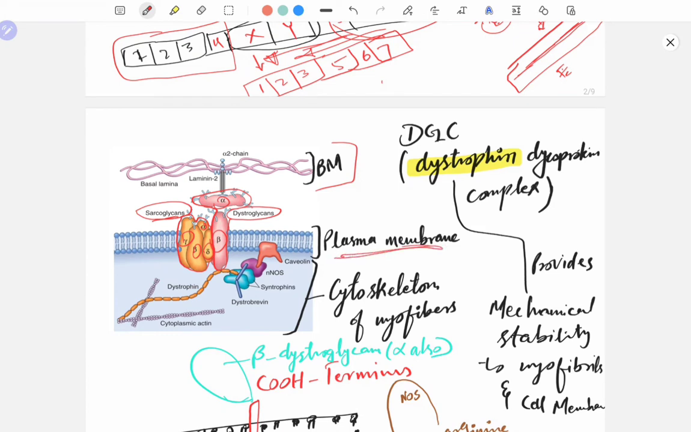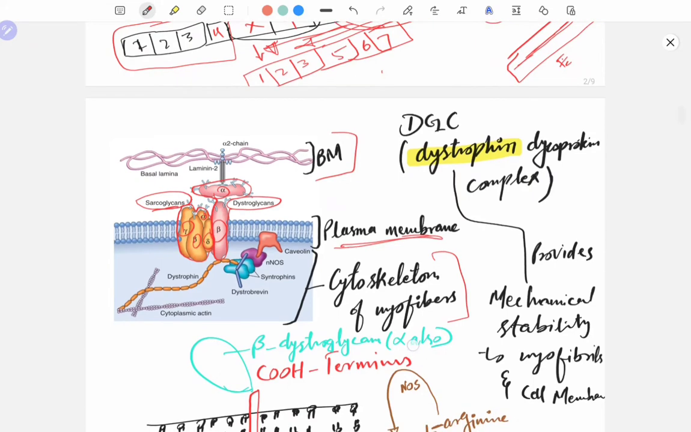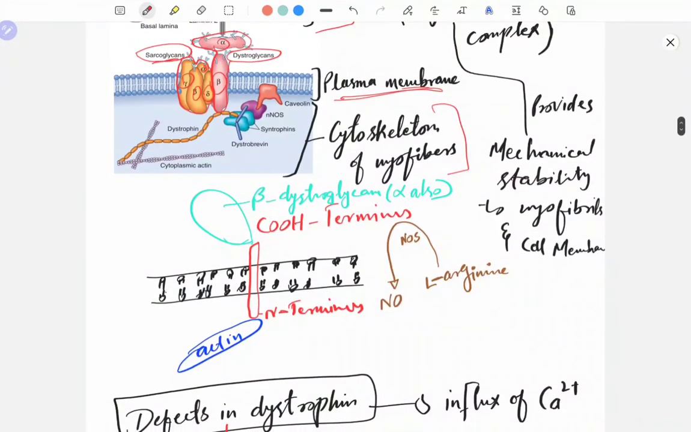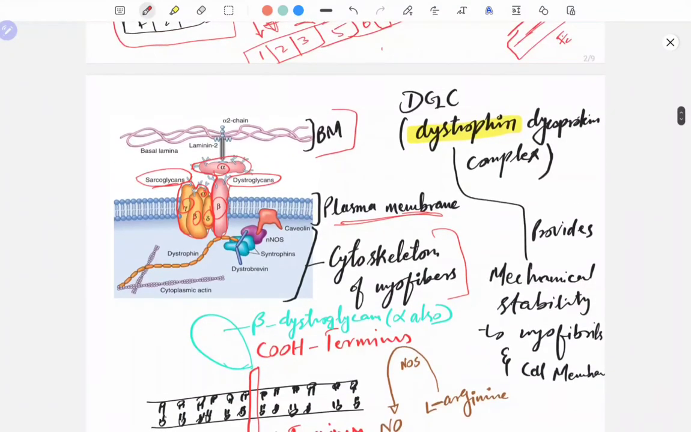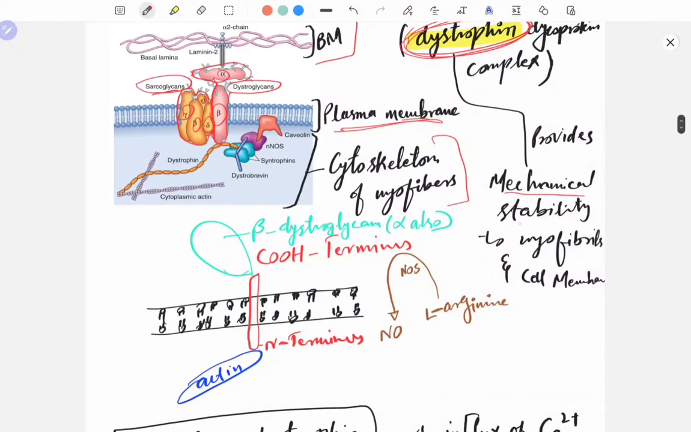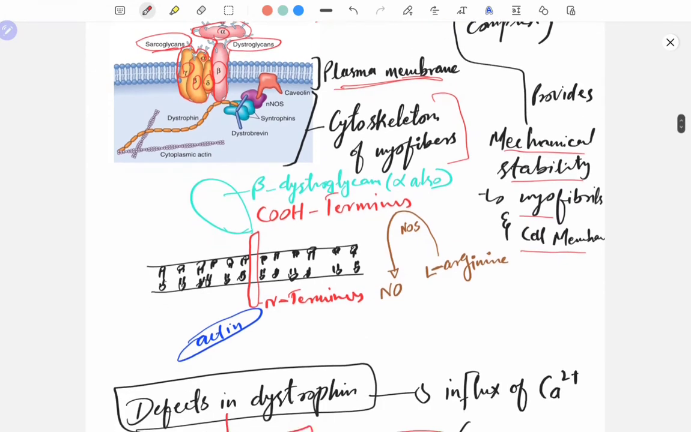This is the plasma membrane. This is the embedded protein. This is the cytoskeleton of the myofibril. We are discussing the muscles, at the myofibril level. And this is the dystrophin glycoprotein complex. Dystrophin is the main component of the dystrophin glycoprotein complex, and it provides mechanical support and stability to the myofibrils and muscle membranes. And you can see this is the glycoprotein.